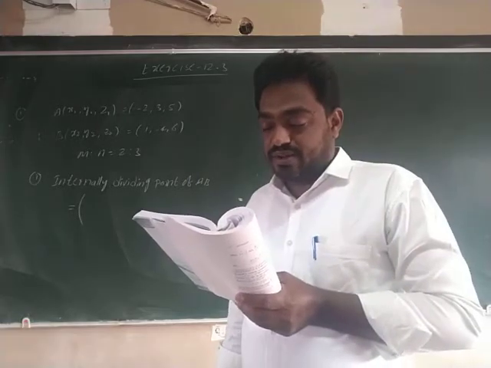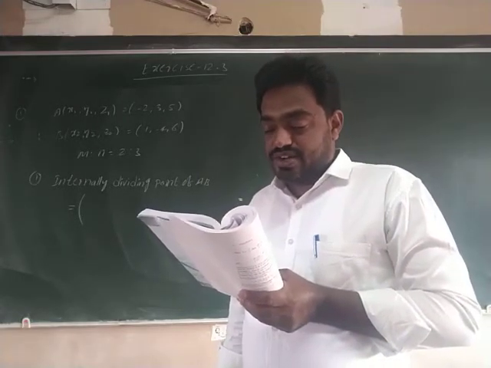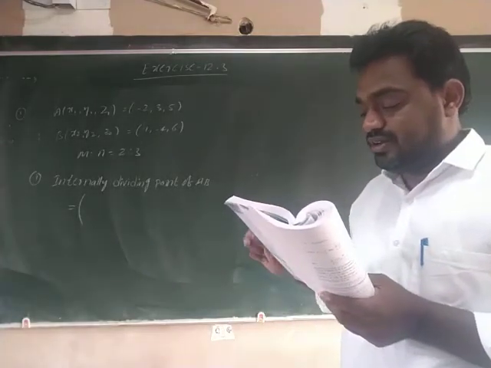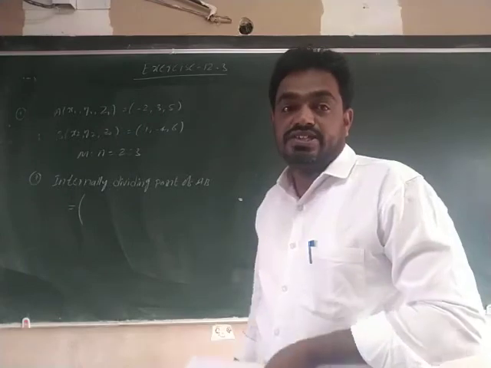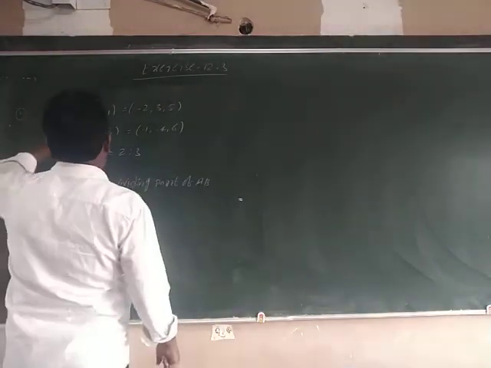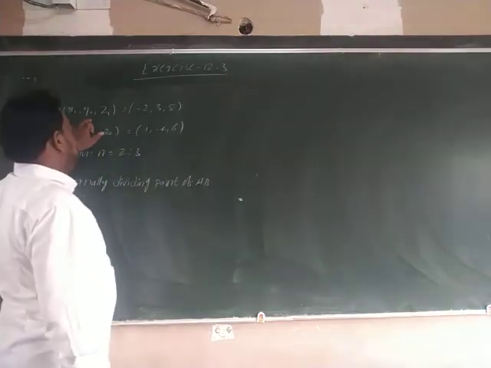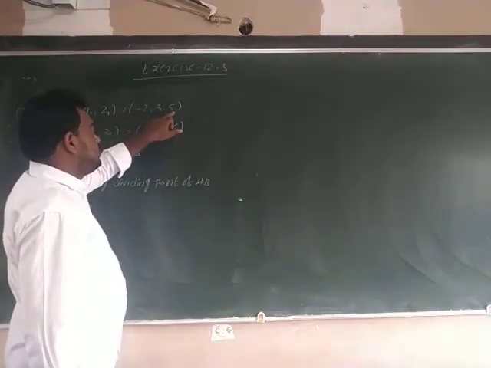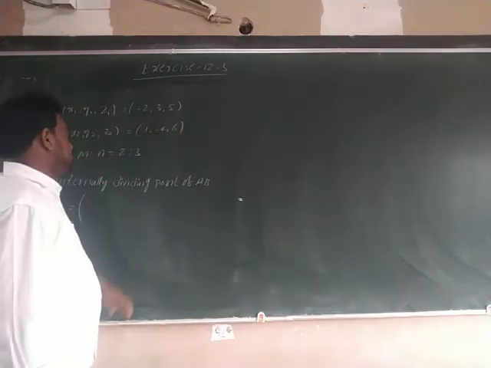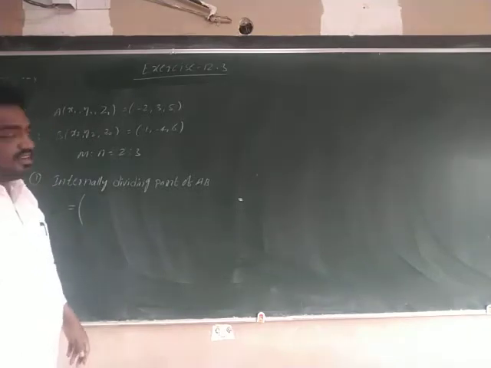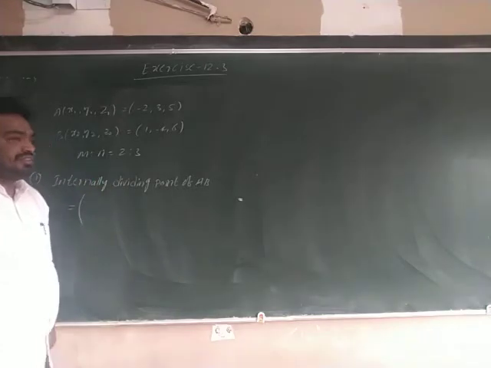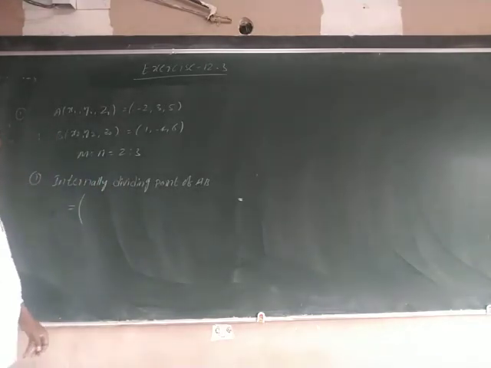-2, 3, 5 and 1, -4, 6 in the ratio, first one 2:3 internally, second one 2:3 externally. The given points I am assuming as A(x1, y1, z1) = (-2, 3, 5) and B(x2, y2, z2) = (1, -4, 6). In both cases, the dividing ratio m:n is 2:3. First, we are finding the internally dividing point.